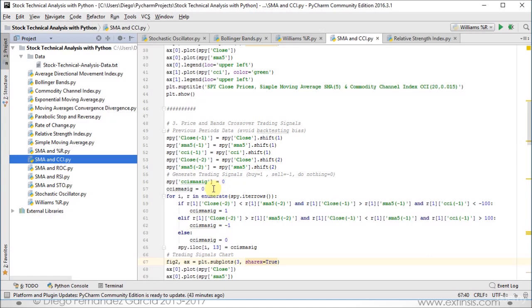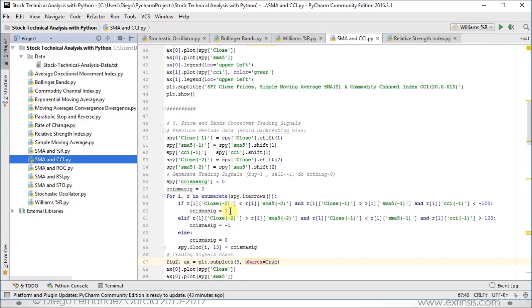Then we create an associated variable with that same name, which is equal to 0, and we are going to use it within our for loop. For i, r in enumerate spy.iterrows, meaning that it's going to iterate through all the rows within our data frame, and it's going to ask the following conditionals. First, if our second previous close price was less than that second previous simple moving average, and that previous close price was greater than that previous period simple moving average, and this is confirmed by our previous period's commodity channel index being below minus 100, then our signal variable turns into 1, which is a buy signal.